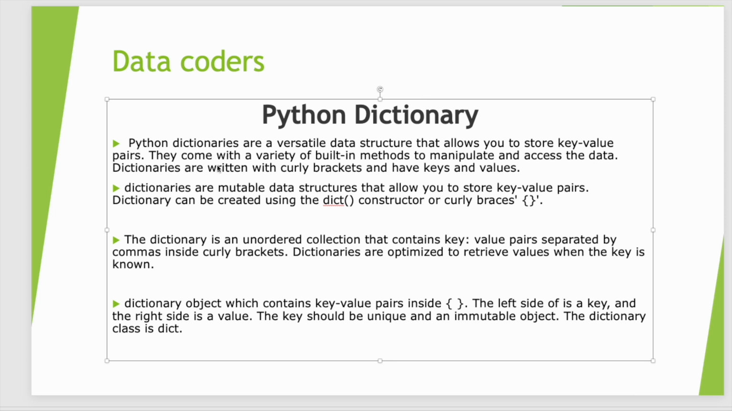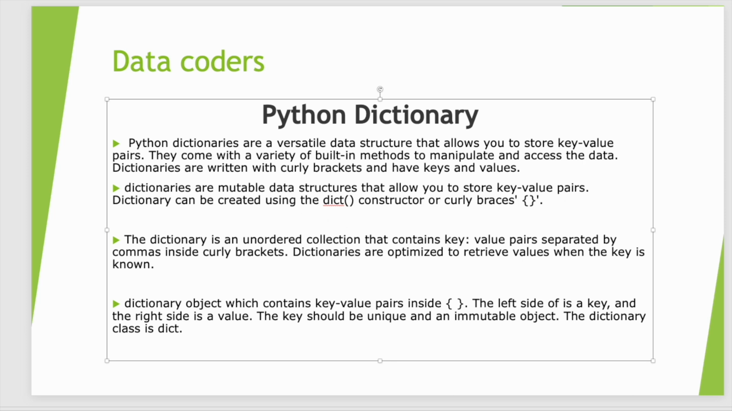Now coming to the dictionary. Python dictionaries are a versatile data structure that allows you to store key value pairs. That means we give the key and we give the value. When we need to fetch, we use the key and get the value. If you give the value, you can get the key. Also, dictionaries are a mutable data structure.